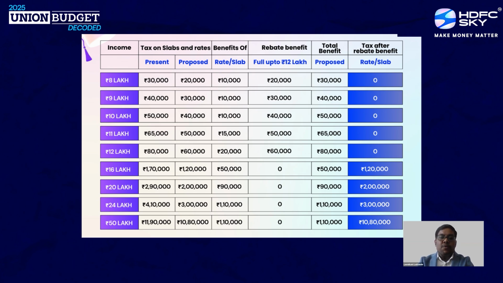So obviously, people earning up to 20 to 24 lakh annual income are benefiting in the range of 90,000 to 1.1 lakh through these new tax changes. Say somebody earning 50 lakh income also benefits by 1.1 lakh in the new tax regime. Now, if this same person opts for the old tax regime, and as you talked about, has a loan or other deductions like 80C, HRA available.